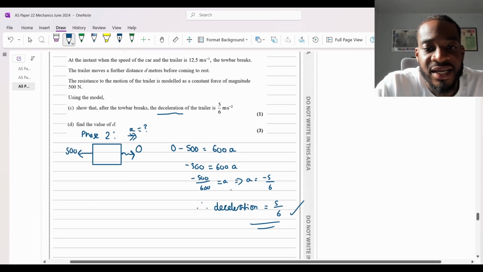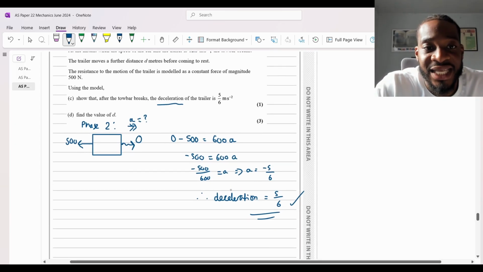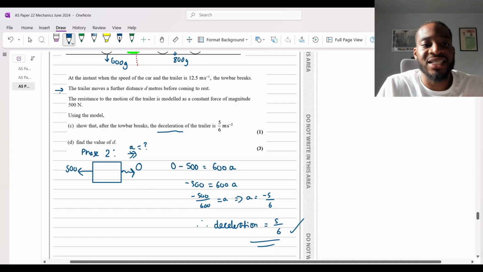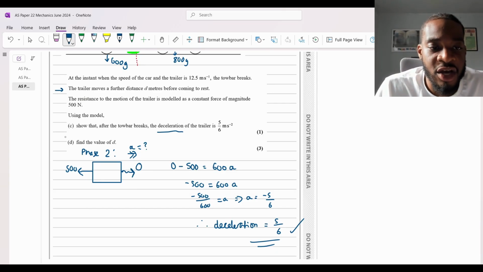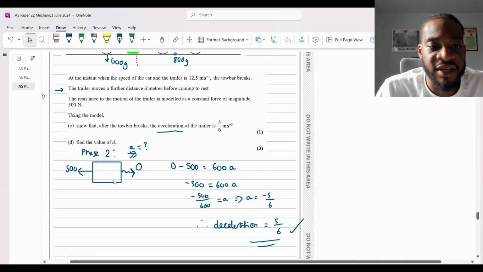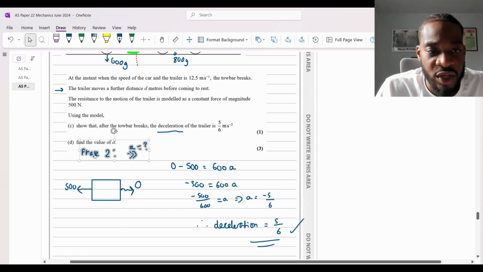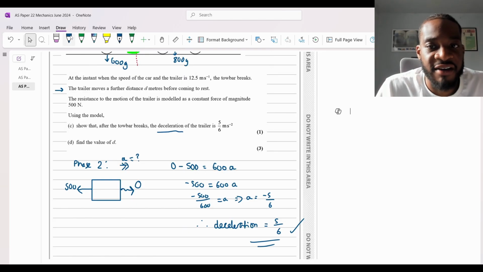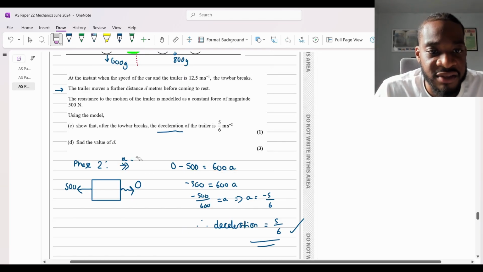Now, part D says find the value of d. d is the distance. Let's read that sentence again: the trailer moves a further distance d meters before coming to rest. So again, remember, we're treating this in two phases. We're looking at phase two, the moment the tow bar breaks. What do we know about this? Let me move this down here a bit, and then let's plug in what we know. We figured out the acceleration when this happens is minus 5 over 6.